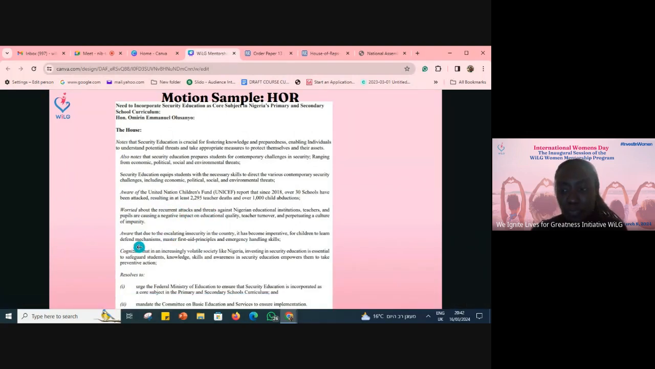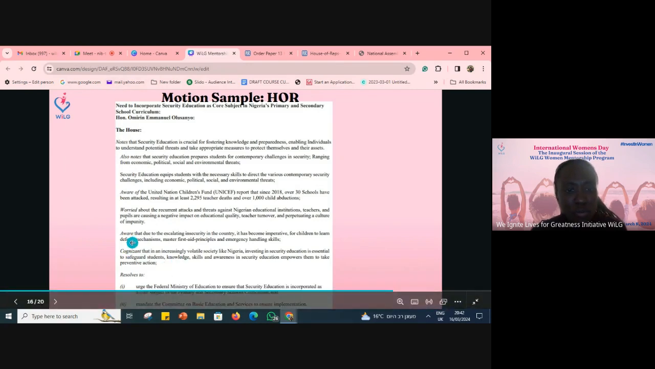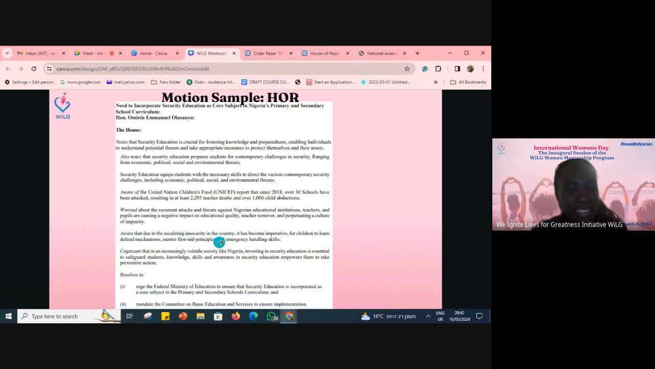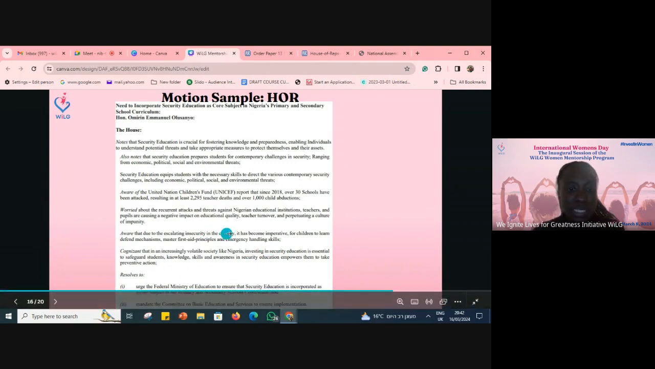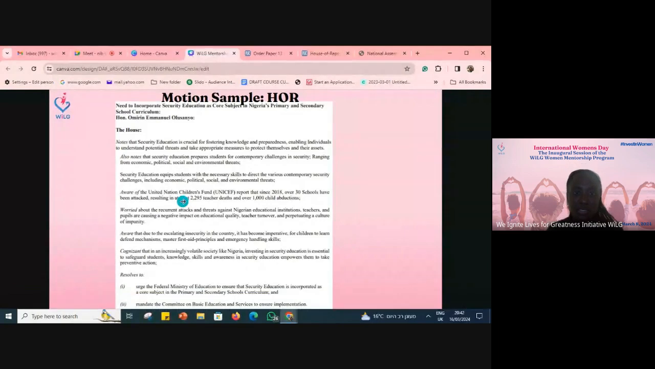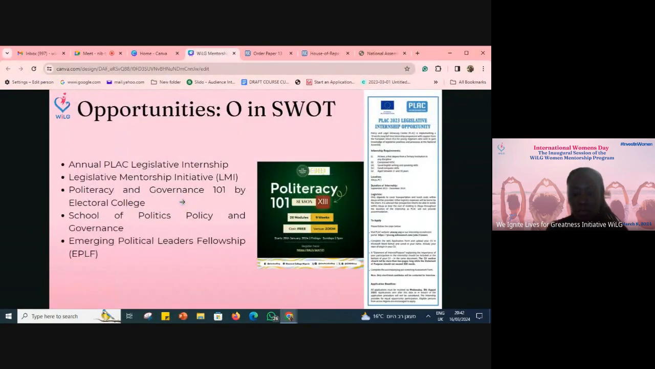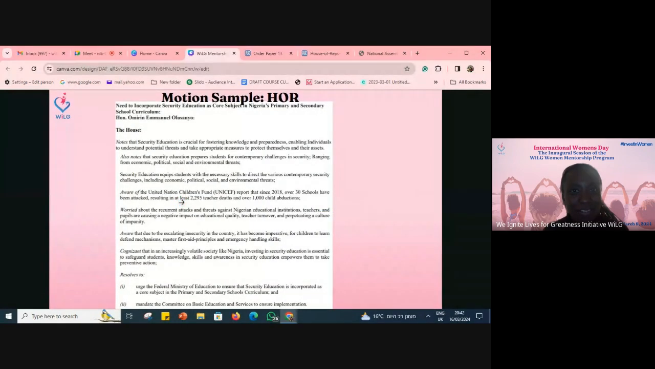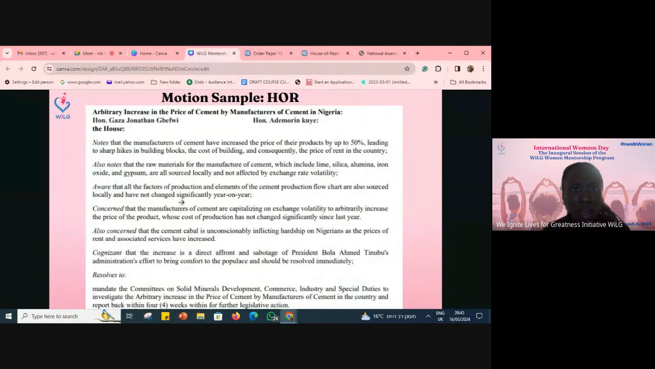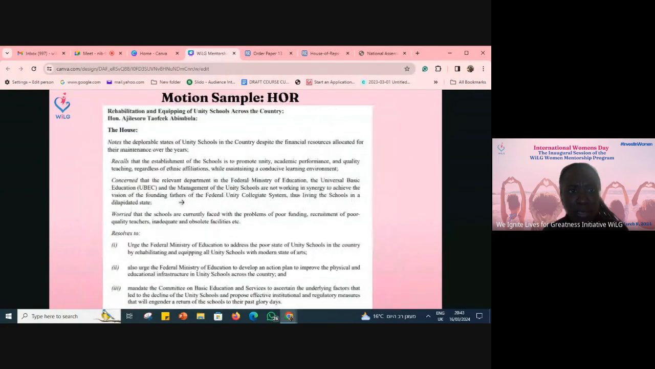And then again, you can also see that, aware that due to the escalating insecurity in the country, it has become imperative for children to learn defense mechanisms, master first aid principles, and emergency handling skills. So they're trying to say that that's why we need security education in school, because of the security crisis that is going on. Oh, how did we get here? So we have already gotten to the end. That was fast. So yeah, that was a few samples I wanted to show.